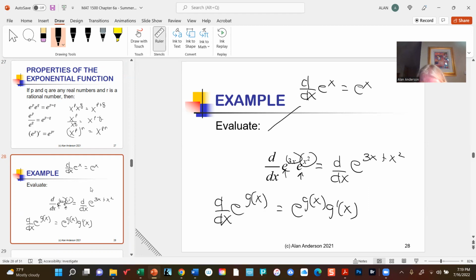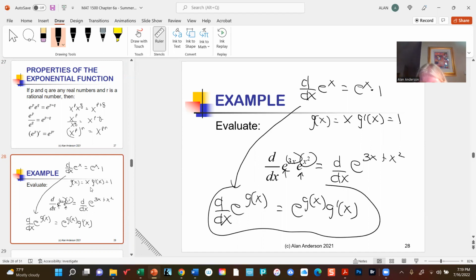And again, even though it might not seem like it, in principle, we were using this rule because if you let g of x be x, g prime of x is actually just 1. So in other words, you don't need the 1 here because it just drops out. So the derivative of e to the x is just e to the x, but for anything more complicated than that, you need to use the full chain rule.